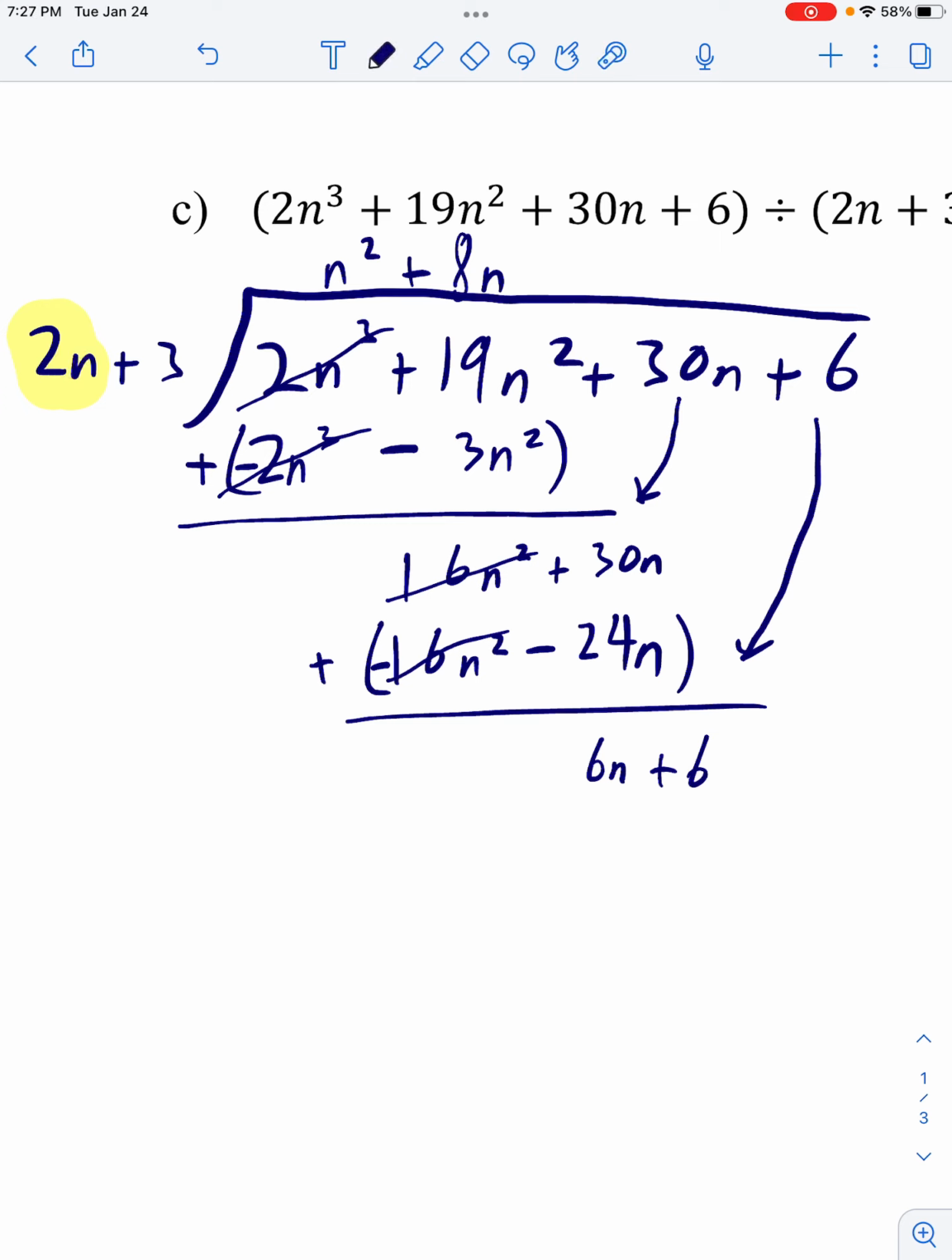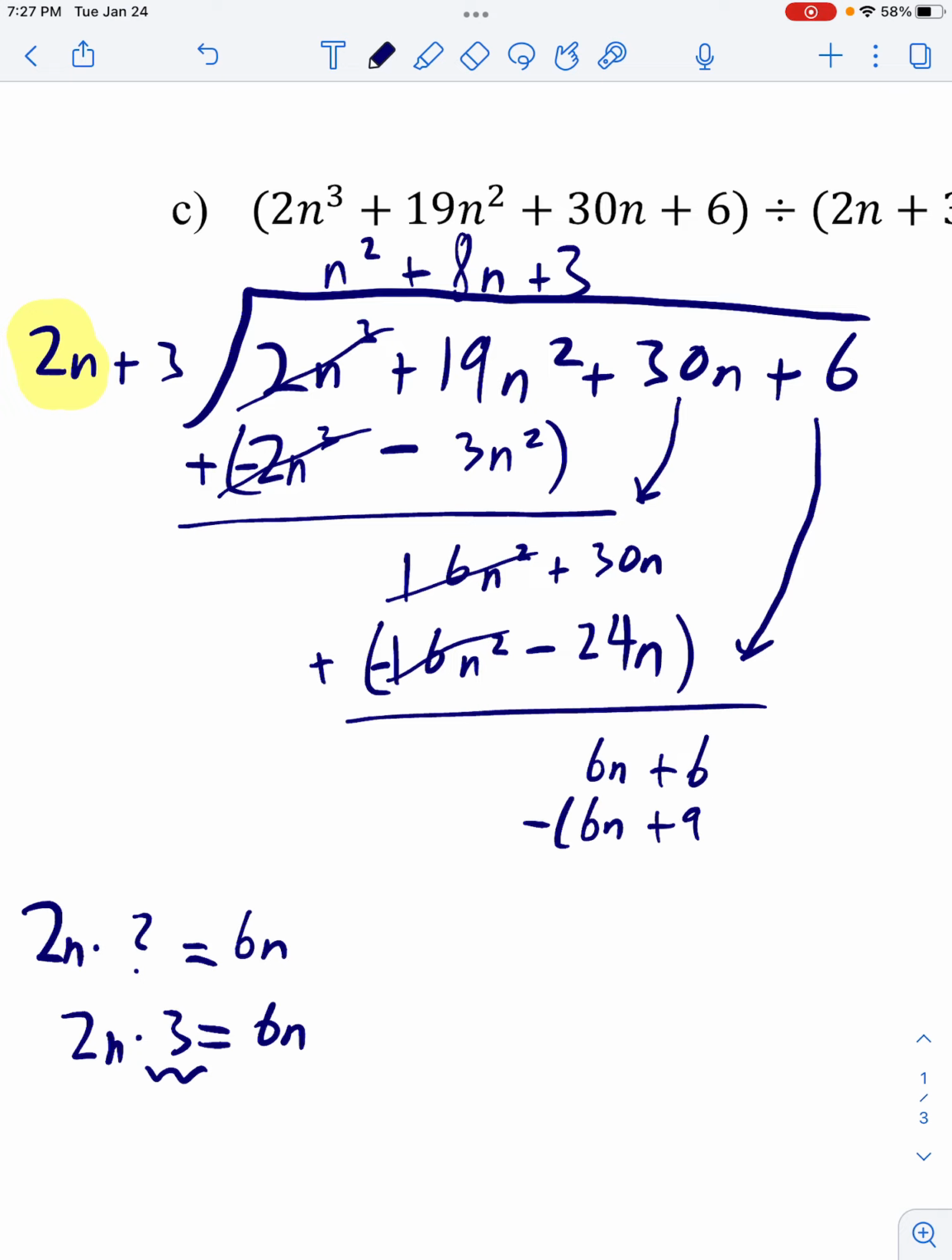2n times what equals 6n? Well, 2n times 3 equals 6n. So we're going to take that 3 here, write it up above my division symbol, okay? Multiply 3 throughout the divisor. So 3 times 2n is 6n. 3 times 3 is 9, okay?